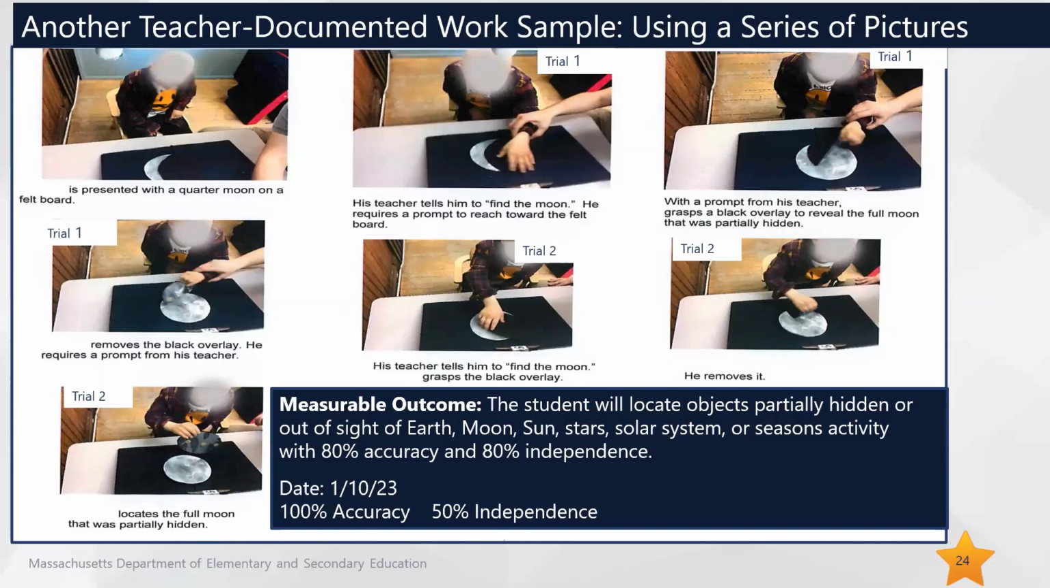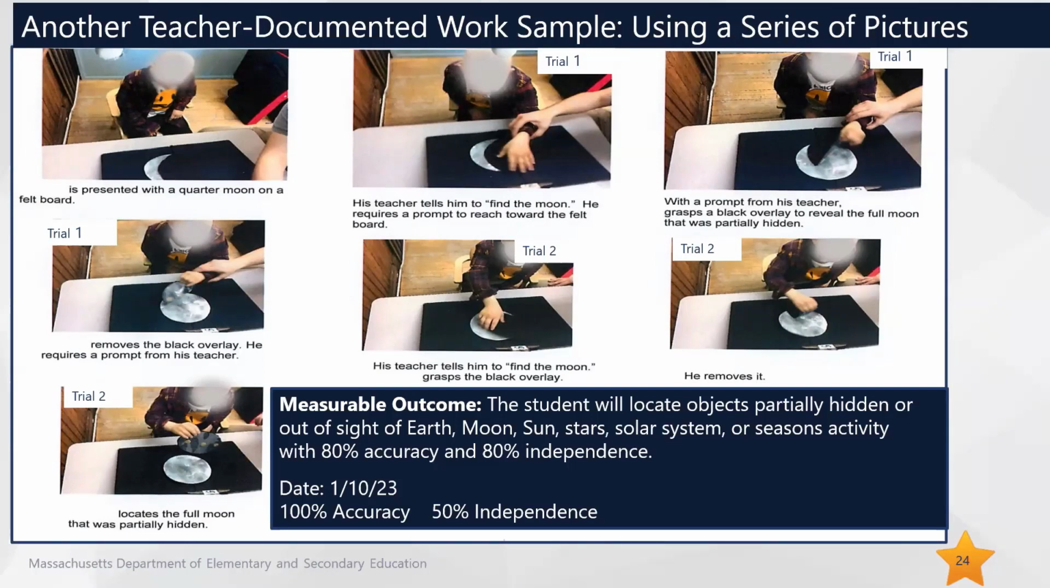So you can see that the first 4 pictures are one trial. The student is presented with a quarter moon on a felt board. His teacher tells him to find the moon, and he requires a prompt to reach towards the board. And you can see her hand right there. And then with a prompt from his teacher, he grasps the black overlay to reveal the full moon that was partially hidden. And he removes the black overlay and he requires the prompt from his teacher.